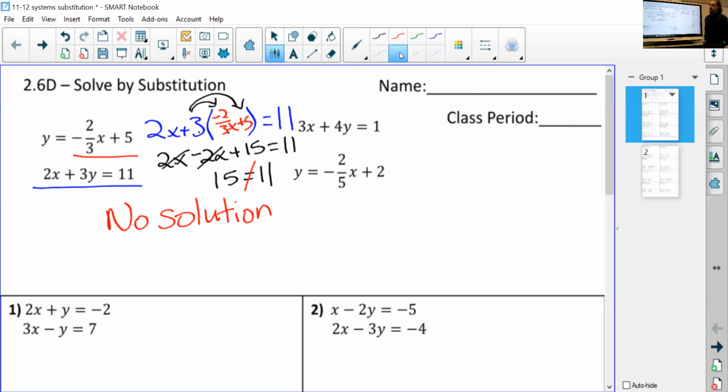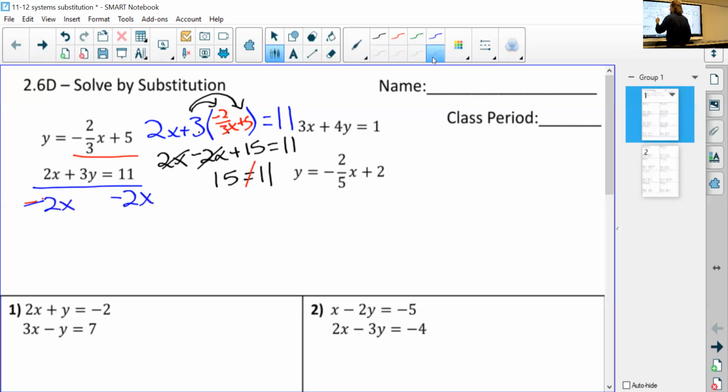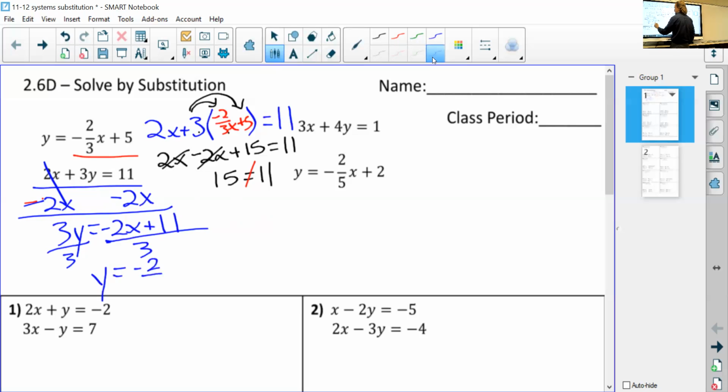Now if you say, Ellis, how do I check that? Okay, good question. If you were to rewrite this bottom equation, if we put it into slope-intercept form, it would be no solution if they had the same slope, right? So if we rewrite this one, so if I do minus 2x to both sides, so that gives us 3y equals negative 2x plus 11, and then we divide everything by 3, we would get y equals negative 2/3 x plus whatever 11 over 3 is.